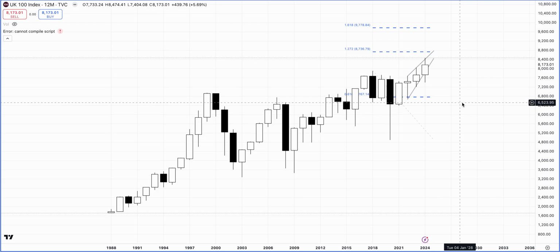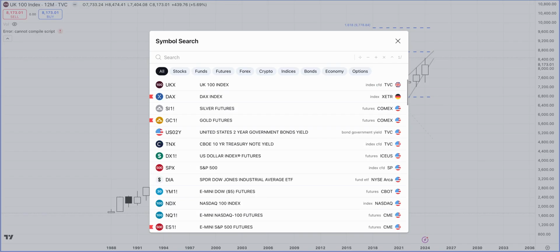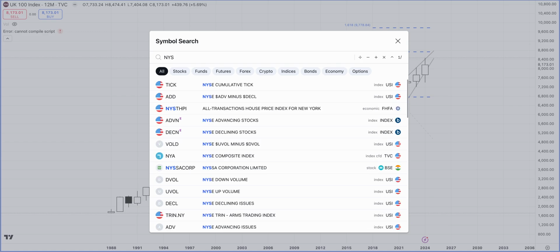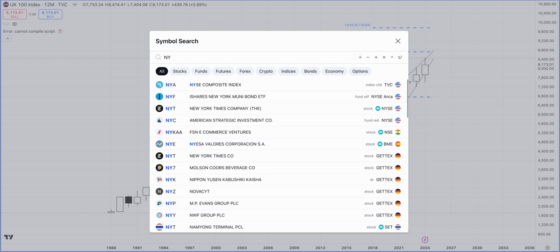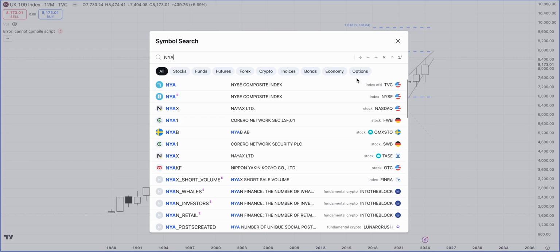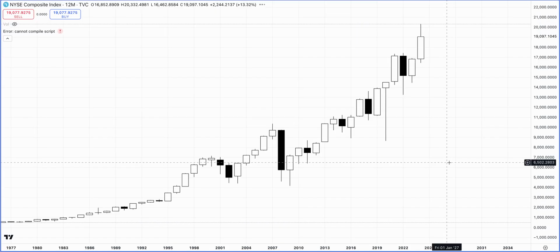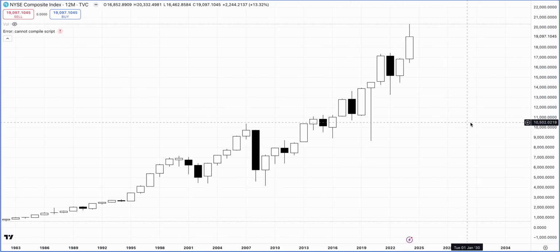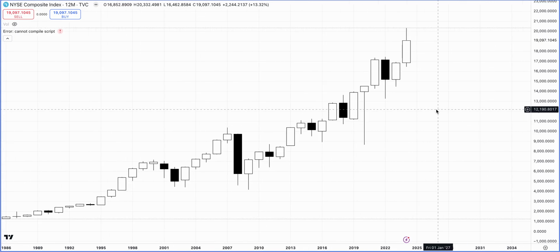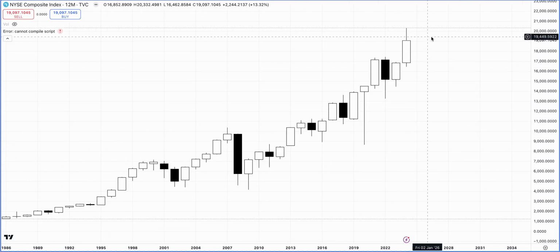Now, let's come back to the US market. So let's take a look at the New York Stock Exchange Composite Index. Let's start with that. Here we go. And what we are looking at is, of course, the yearly candles. Now, the year closed, but there is a fair amount of wick at the top of it.